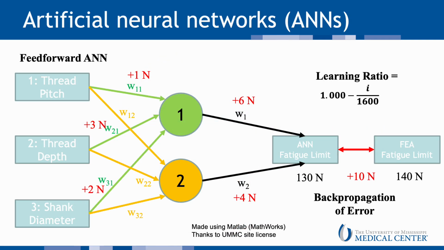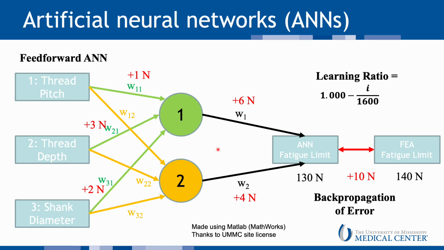So just briefly, here's how a feed-forward artificial neural network might look. For simplicity's sake, even though I usually use 4 to 5 neurons in the hidden layer, I'm only showing 2 neurons on this slide. And instead of 16 different implant design parameters, I'm only listing 3 of them here.